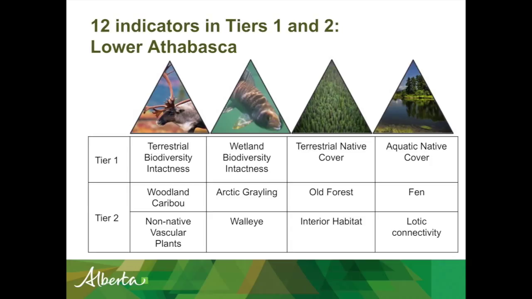In the terrestrial species pyramid we have woodland caribou, non-native vascular plants. Aquatic species, we have Arctic grayling and walleye. The terrestrial habitat we have wood forest and interior habitat, and aquatic habitat we have fen and lotic connectivity. And these are the ones that had some kind of a soil relevance that I'm going to expand on in a little more detail.